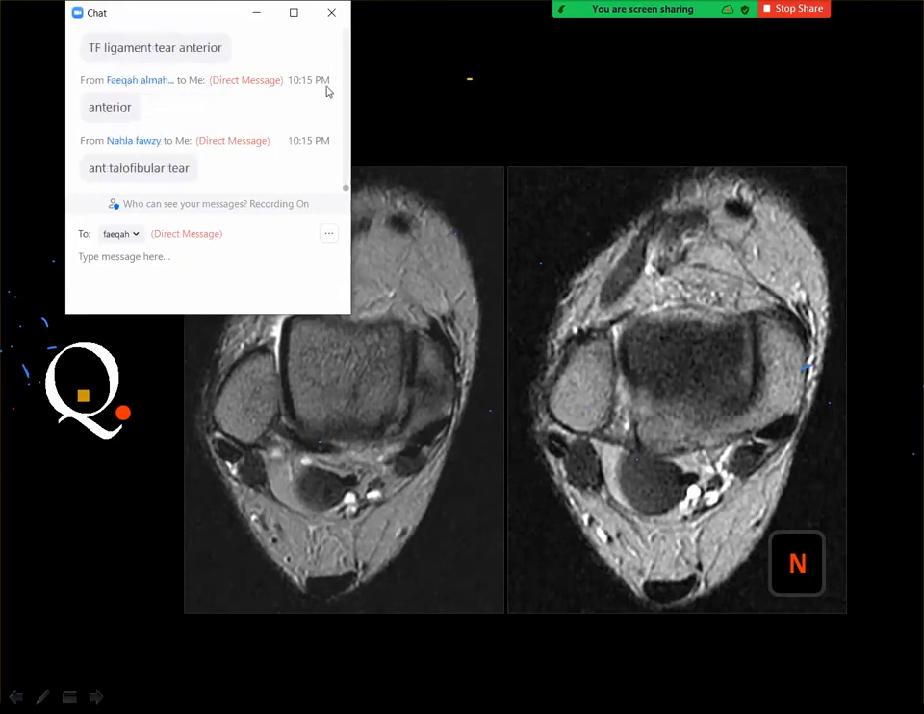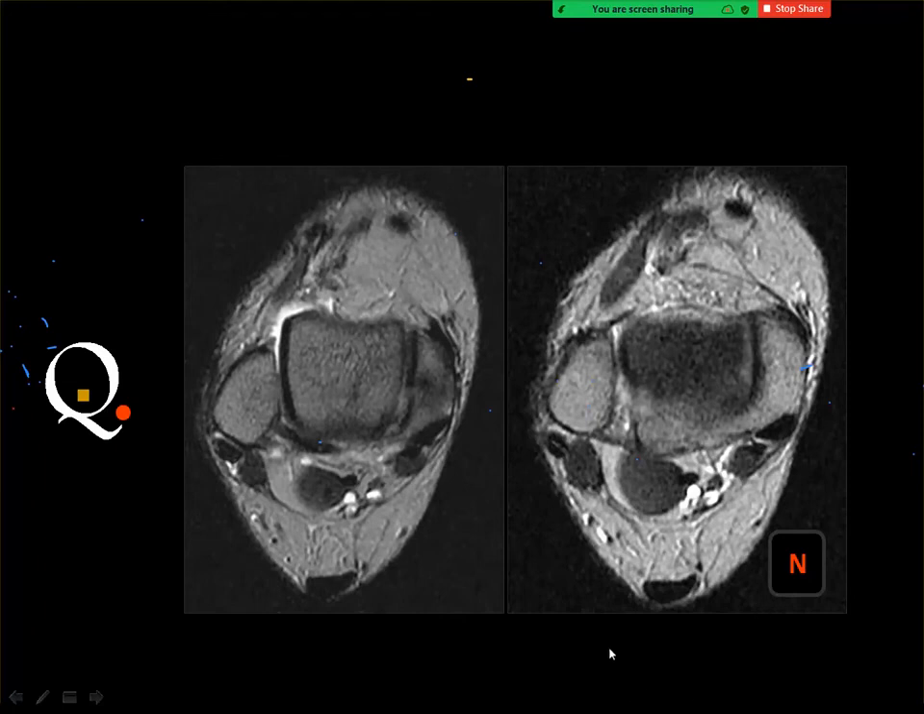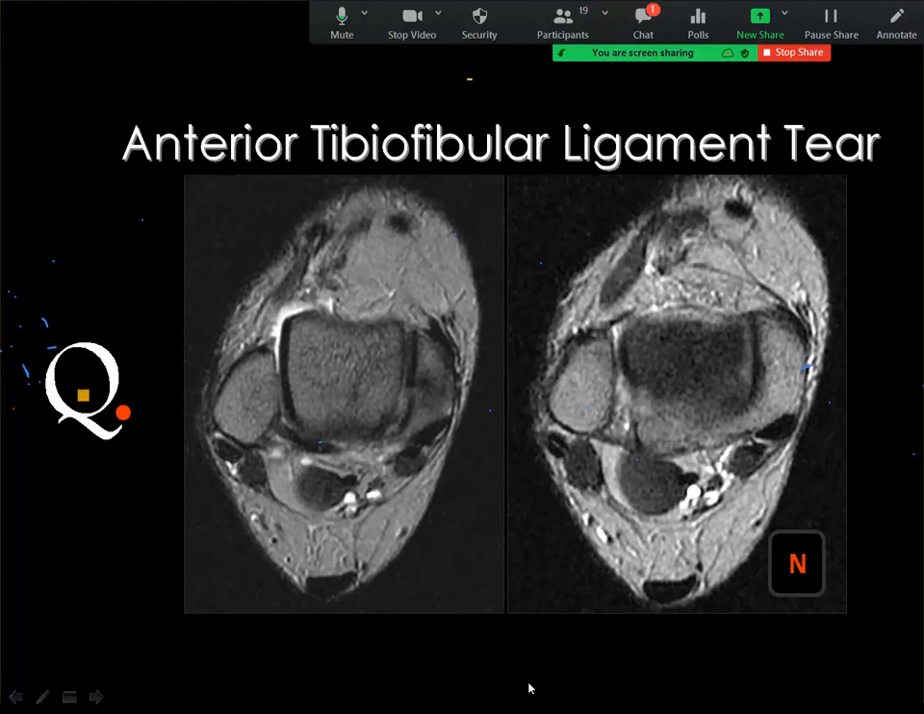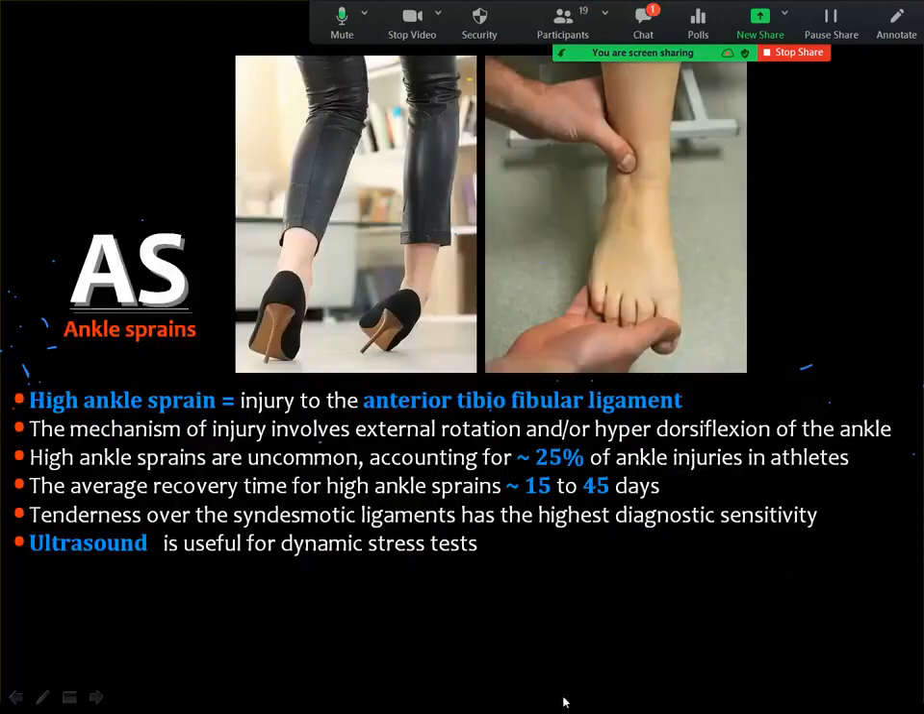Some of the candidates said that this is talofibular, and others said that this is tibiofibular. The right answer is tibiofibular. This is the normal appearance of the anterior tibiofibular ligament, and this is the posterior tibiofibular ligament. And in this case, you got rupture of the anterior tibiofibular ligament with fluid signal at the site of the rupture. In the current literature, this is known as high ankle sprain.